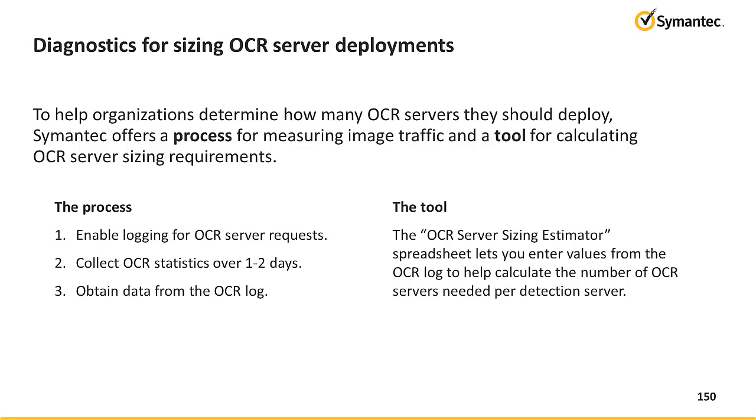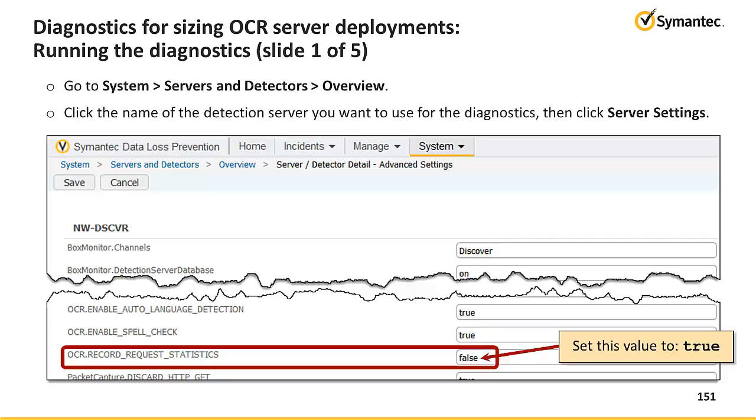Additionally, Symantec has provided an OCR server sizing estimator spreadsheet that lets you enter values from the OCR requests record.log file to help you calculate the number of OCR servers you should deploy per detection server, based on the metrics gathered in the log file. You can download this tool from the support.symantec.com website. To run the OCR diagnostics, first in the Enforce Administration console, go to System, Servers and Detectors, Overview. Then click the name of the detection server you want to use for the diagnostics and click Server Settings.